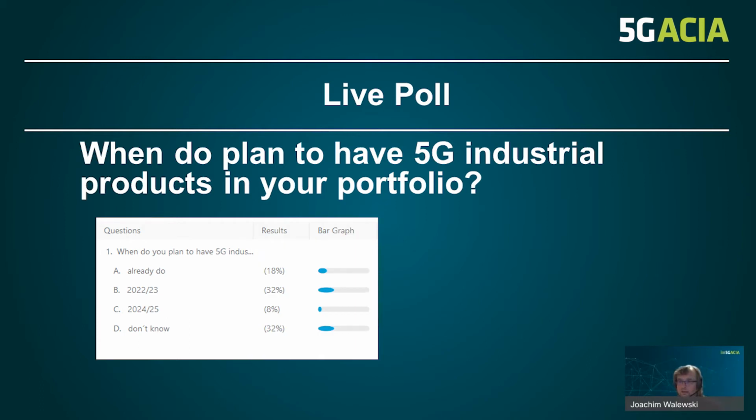So yeah, now I can see. Okay, this is really interesting, because the majority, well, 50%, either already has products or has them in the really near future. And that is really interesting because 5G is an evolving technology. We are just on the cusp of seeing the next release. So I'm actually quite fascinated by this result.